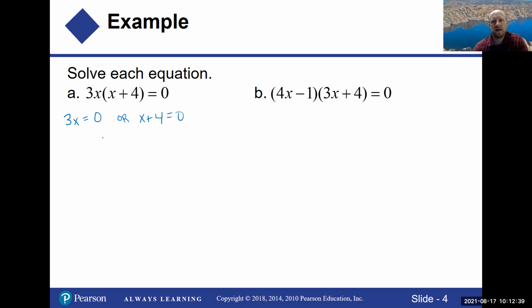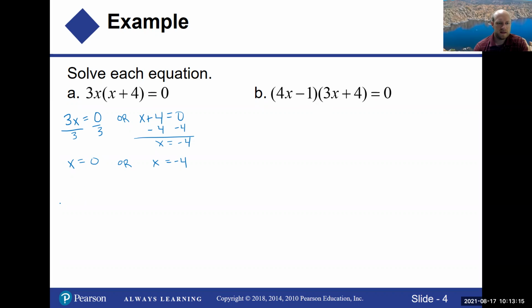So again, what values of x make that true? Well, we have to go back to algebra a little bit, solving equations. How do we solve 3x equals 0? We just divide by 3 and we get x equals 0, because 0 divided by 3 is 0. Or in this one, x plus 4 equals 0. To solve this, we subtract the 4 from both sides, and so x is equal to -4 here. So either x equals 0 or x equals -4. Those are the values that would make that equation true.